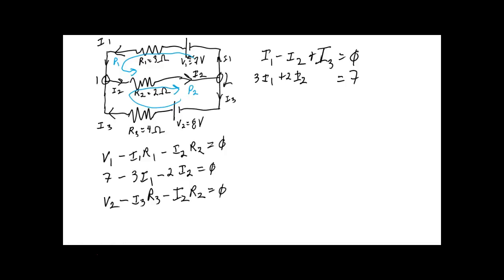All right, let's plug in the numbers there. V2 is 8 minus 4I3 minus 2I2 equals 0. Now let's get that back in the order we want it for our matrix, and what would that be?